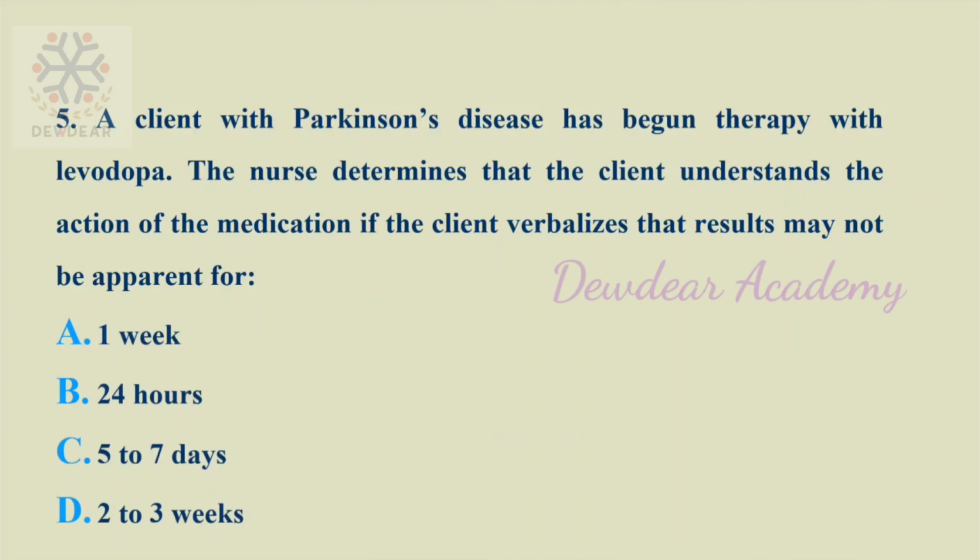So the question is, the client with Parkinson's disease has begun therapy with levodopa. The nurse determines that the client understands the action of medication if the client verbalizes that the results may not be apparent for. So here the right answer is 2 to 3 weeks.